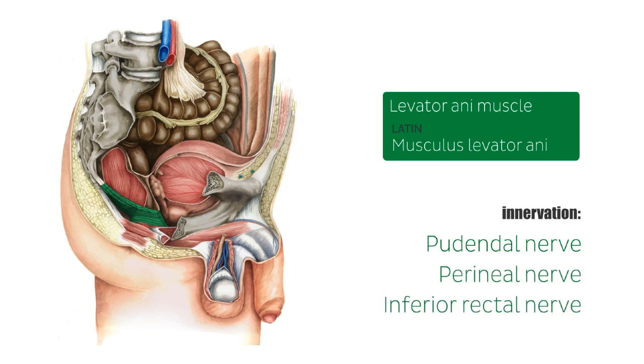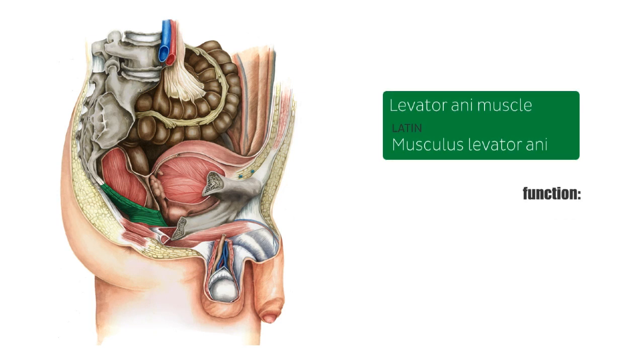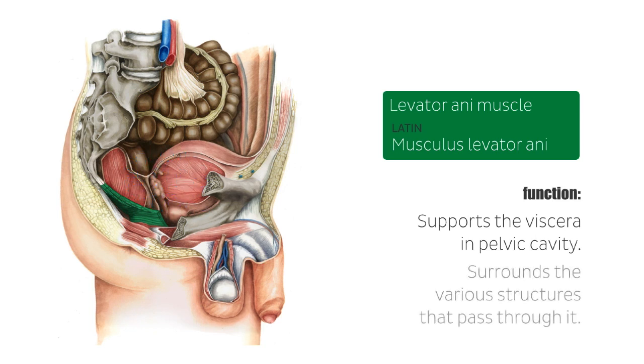In terms of the different functions that this muscle will be performing in your body, the levator ani supports the viscera in the pelvic cavity, as you can clearly see here that this muscle is serving as a support system for the viscera or the organs that are found above it. And it also surrounds the various structures that pass through it.